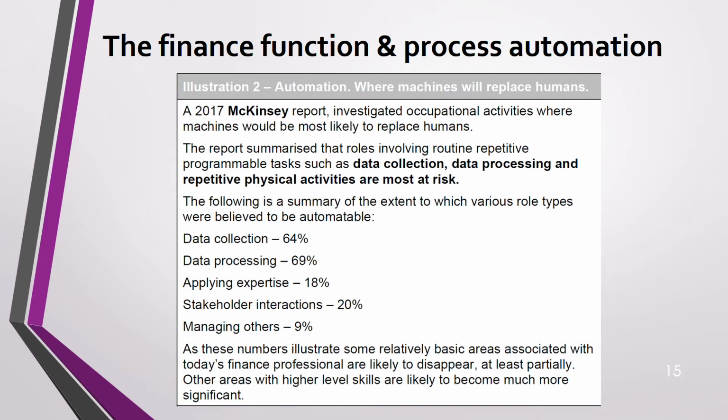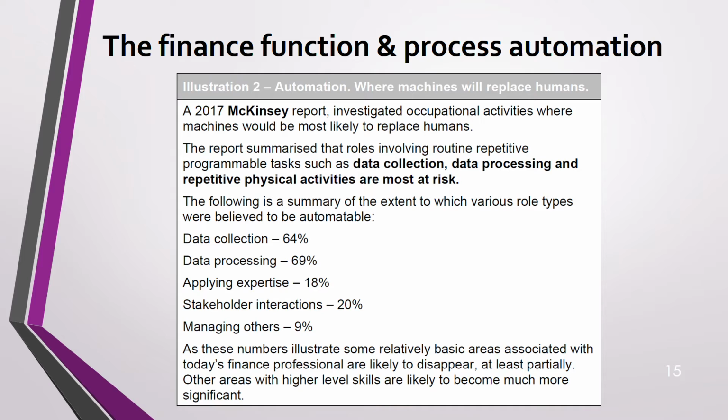We'll see according to the survey. Let's see which skill is more likely to be automated. Data collection 64%, data processing 69%. But if you go down, applying expertise 18% only. Because machines cannot apply expertise. They can only do the expertise up to the amount that you have programmed them to do so. Beyond that, they cannot do.